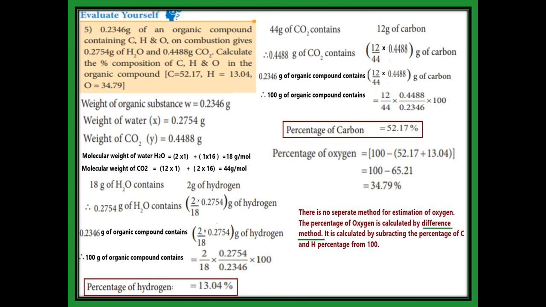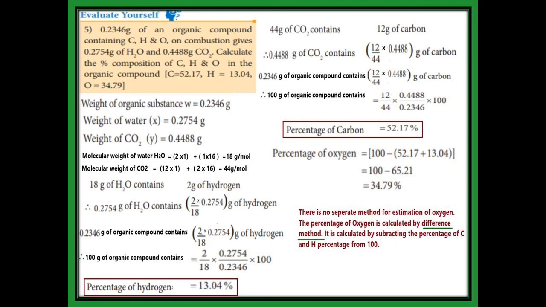In this problem, the weight of organic substance is given as 0.2346 gram, the weight of water is 0.2754 gram, and the weight of carbon dioxide is 0.4488 gram. First of all, the molecular weight of water is 18 gram. In that 18 gram of water, the weight of hydrogen is 2 gram. So first line, 18 gram of water contains 2 gram of hydrogen. Afterward, what is the weight of water here? 0.2754 gram. That weight of water contains how many gram of hydrogen? 2 divided by 18 into 0.2754 gram.